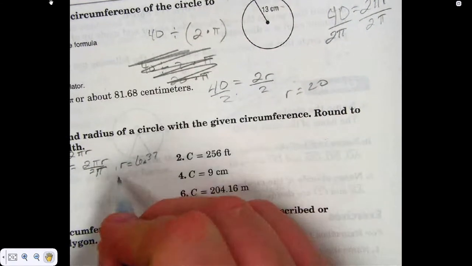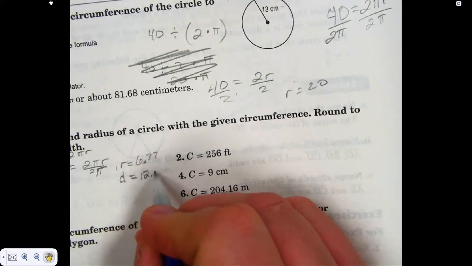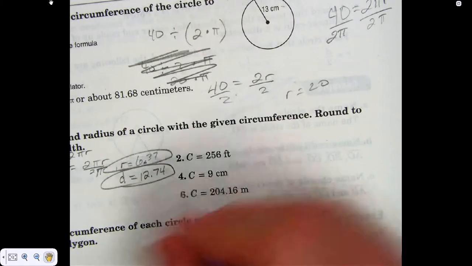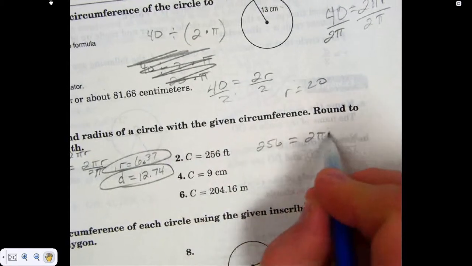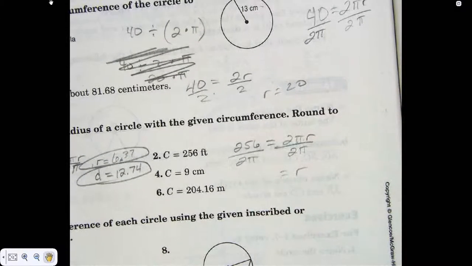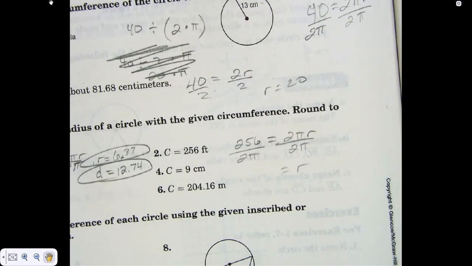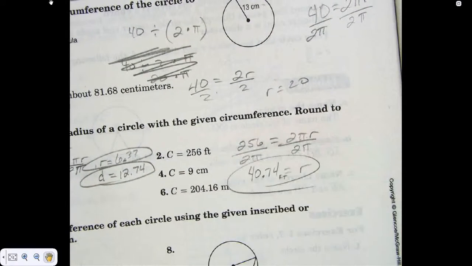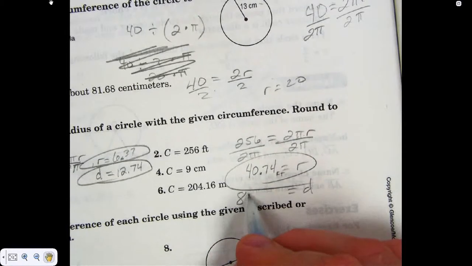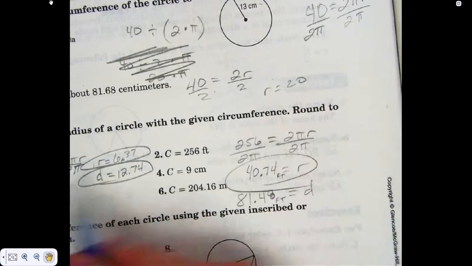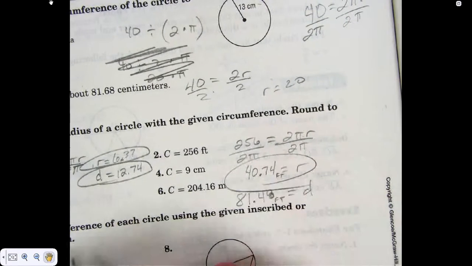6.37. So they also asked for the diameter here, so what's the diameter? 12.74. What's the only difference between this problem? You're going to put 256 is equal to 2 pi r. What am I going to divide both sides by? What do you guys get as an answer there? 40.74 feet. So what is your diameter? 81.49. You're going to get a little bit different answer depending on if you put pi d or if you just multiply it by 2 after you've rounded.